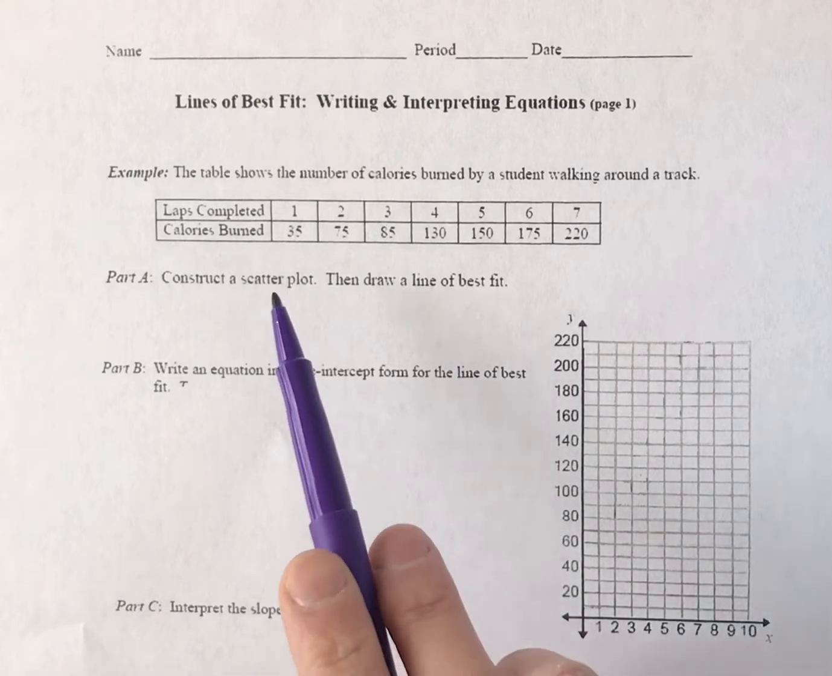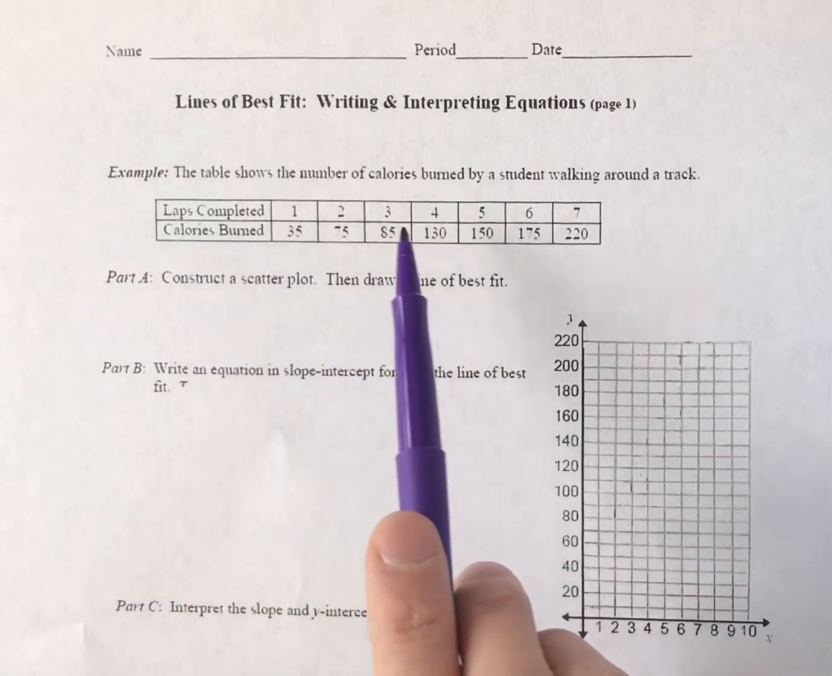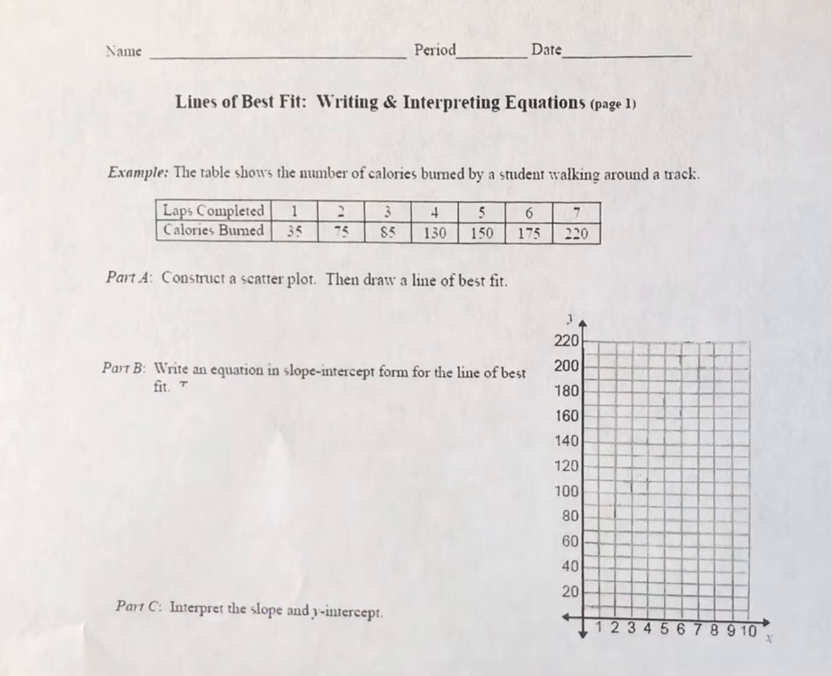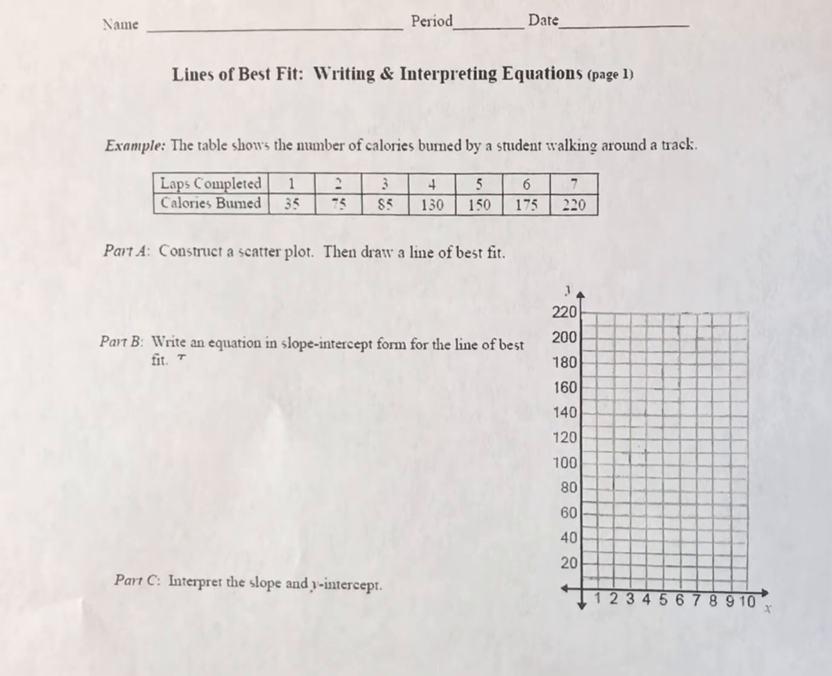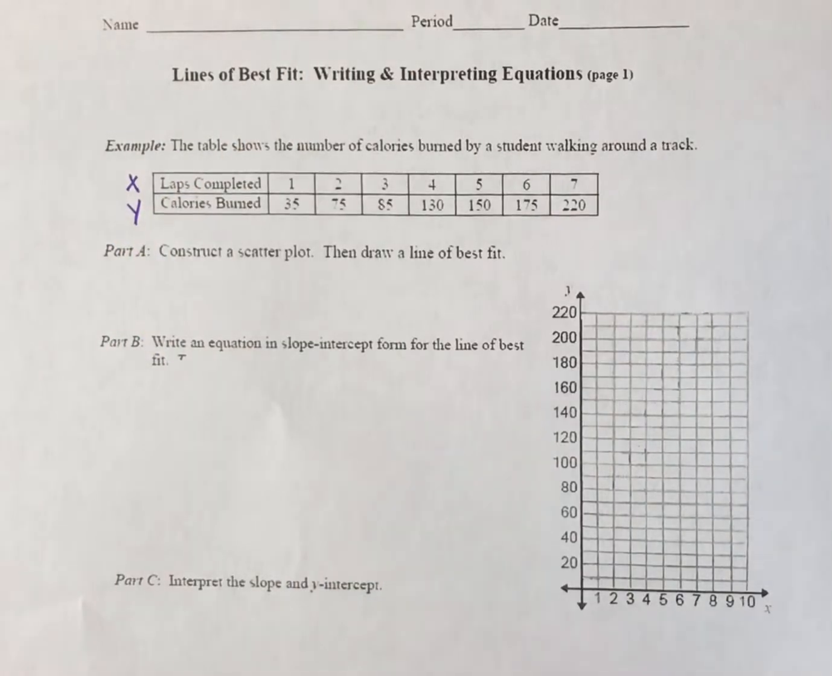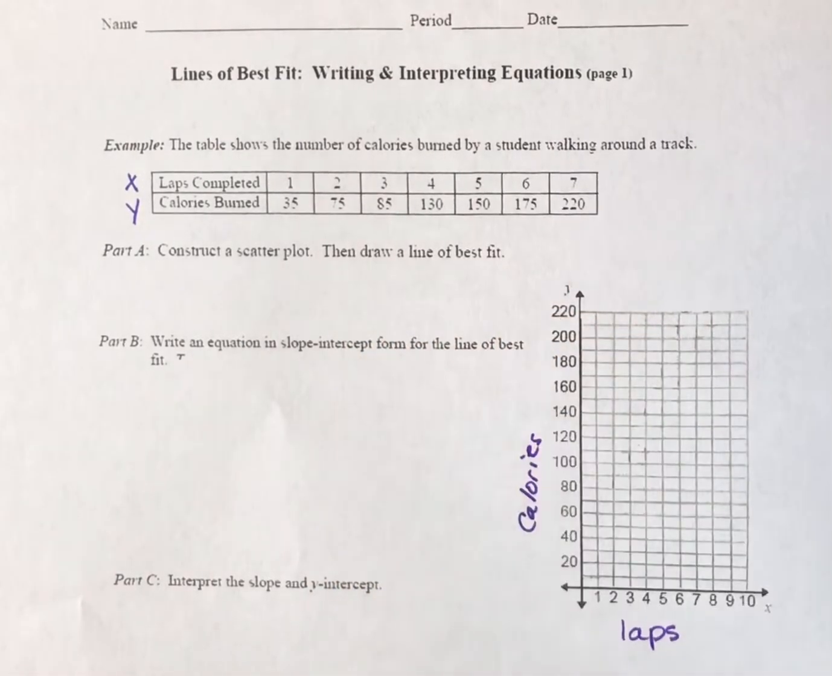So the table below shows the number of calories burned by a student walking around the track. And we're talking about the laps completed and the calories this student burns. So in part A, if I ask you to construct a scatter plot, the first thing we actually want to do is label your axes, just like we've done in the past. So I'm going to let X be laps and Y be calories. And then I'm going to label laps on the X-axis and calories on the y-axis, okay?